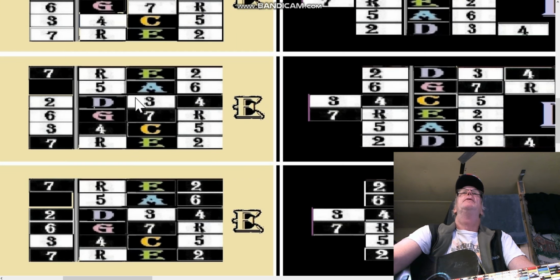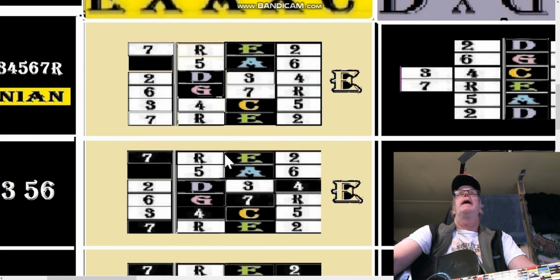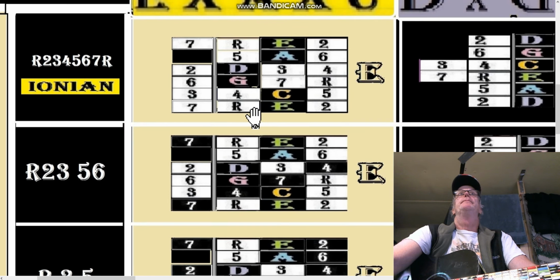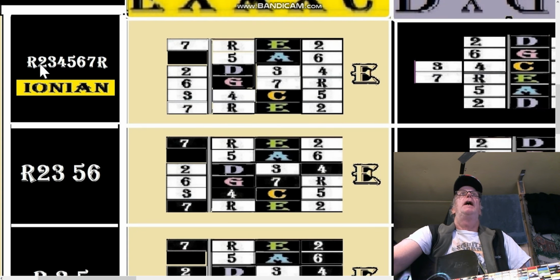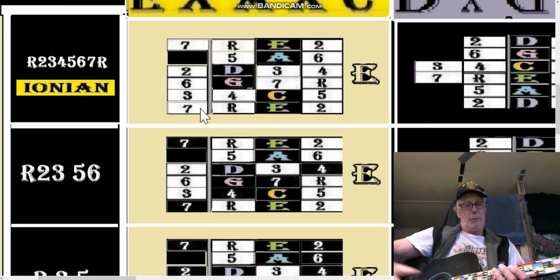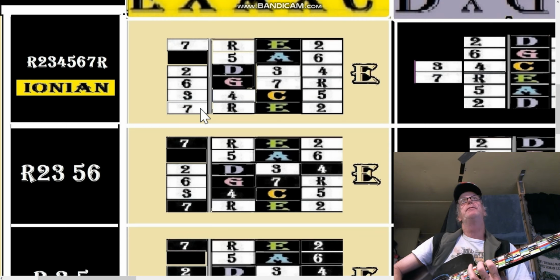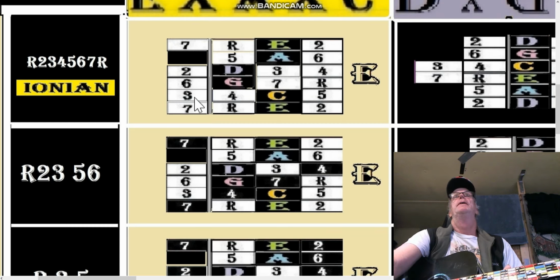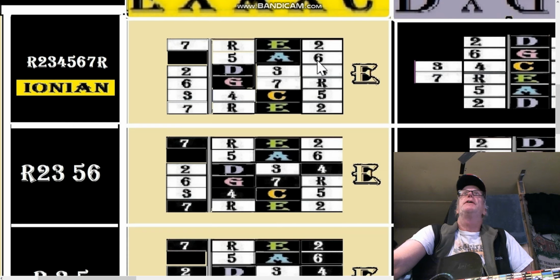So remember, what we got here is an Ionian where we're counting 7 root 2, 3, 4, 5, 6, 7 root 2, 3, 4, 5, 6, 7 root 2, right up there. These are the string shapes.